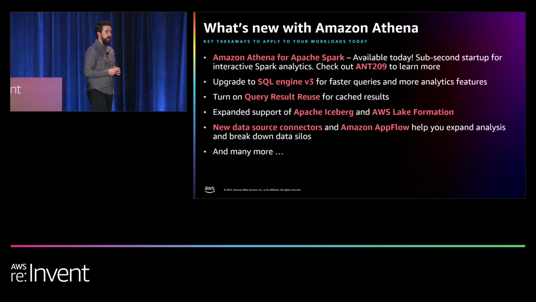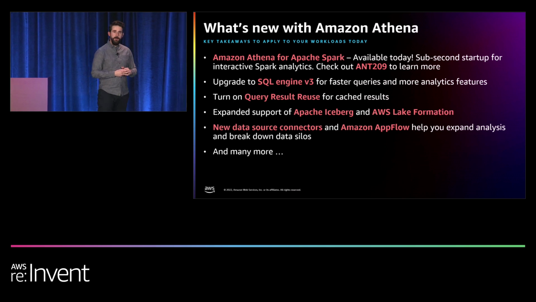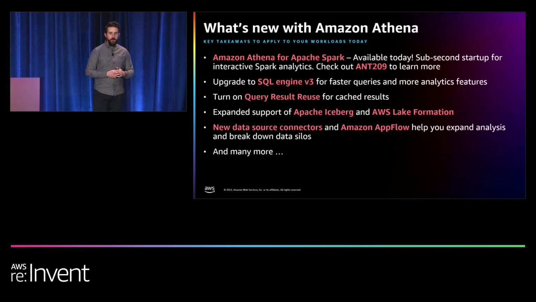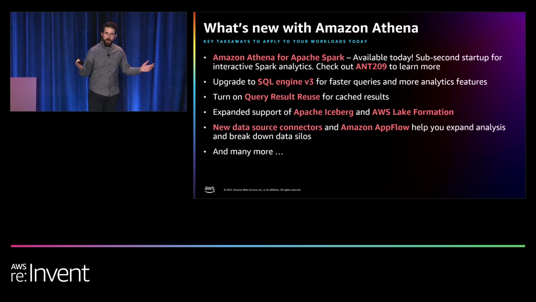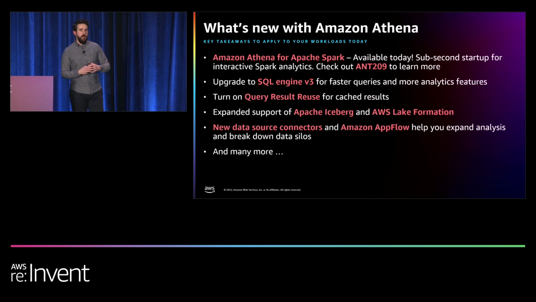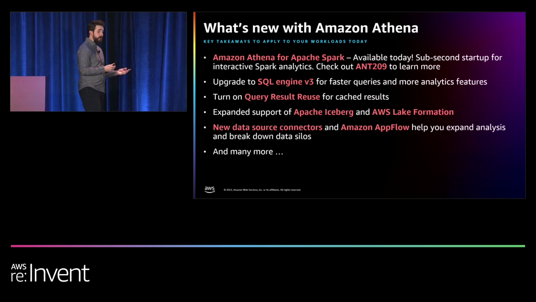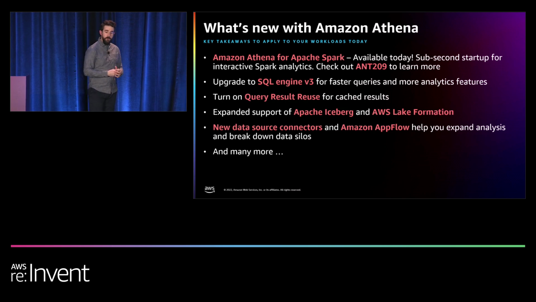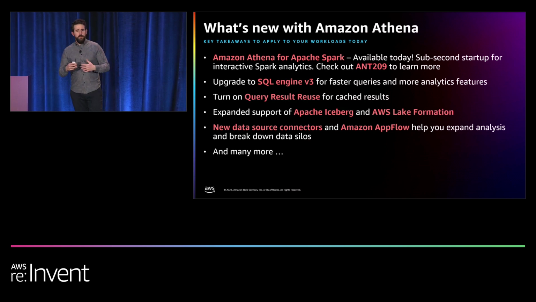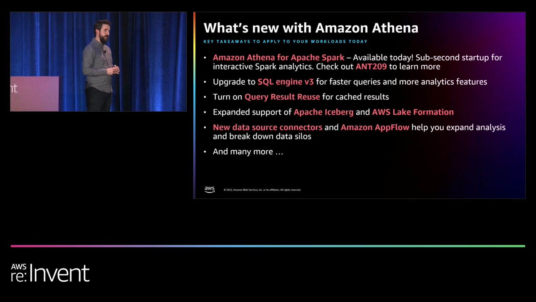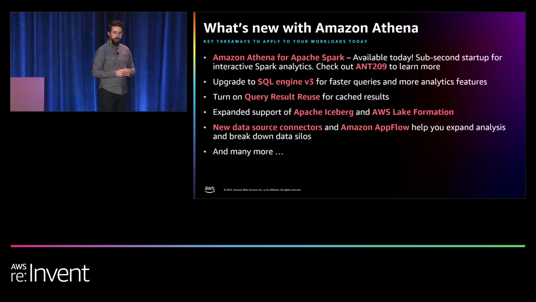So we encourage you to check out ANT209, which is happening tomorrow, to go really deep on that topic and learn more. We also covered SQL Engine version 3 and how it helps you with the expanded functionality for analytics capabilities that it provides, as well as faster queries. And again, on top of Engine version 3, we have query result reuse, which is available today and giving you faster queries at lower cost. Caching is a concept we're going to be investing heavily in, so I hope you keep your eyes and ears open for additional announcements on that front in the weeks and quarters ahead.